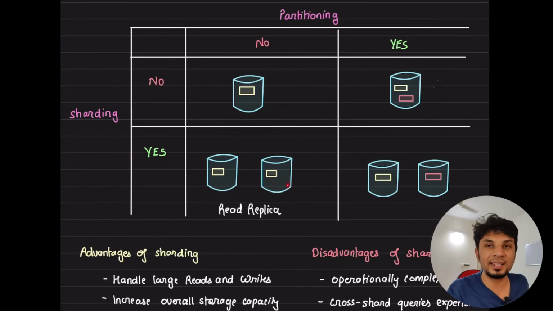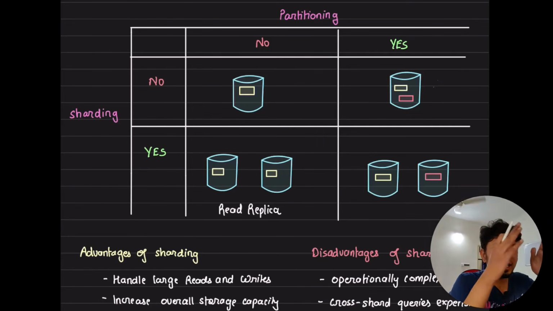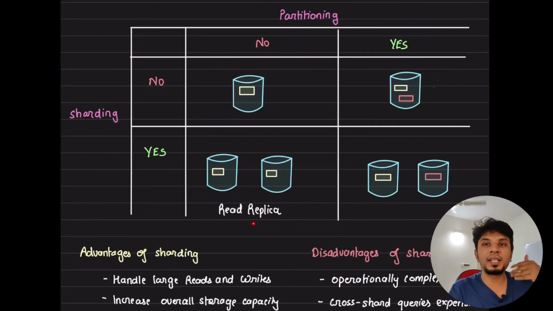This is a classical case of read replica, where you have not partitioned the data, the entire data is replicated there. There is no partitioning there. So this is a case of read replica. Right? This you would typically use to handle a large number of reads.